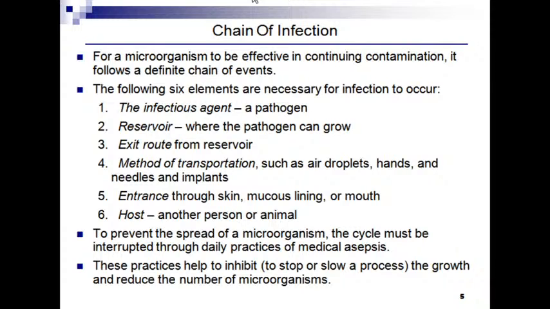It means how bacteria get into a susceptible host from one person to another person in case of endogenous infection, and from the environment to the patient in case of exogenous infection. Fifth step, entrance of bacteria into the body through skin, mucous lining or mouth. And last step, host. Properly a susceptible host, susceptible organism, patient, another person that accepts bacteria and produces inflammatory response to the bacteria.